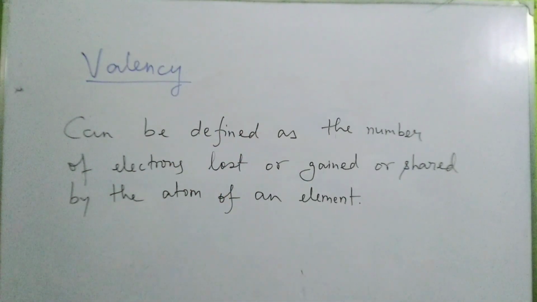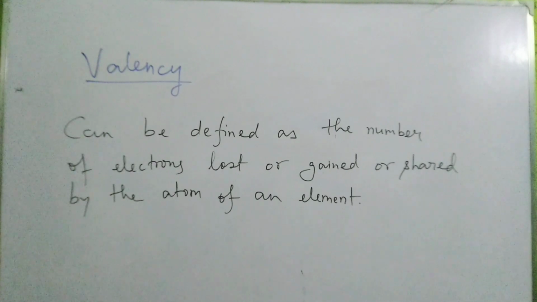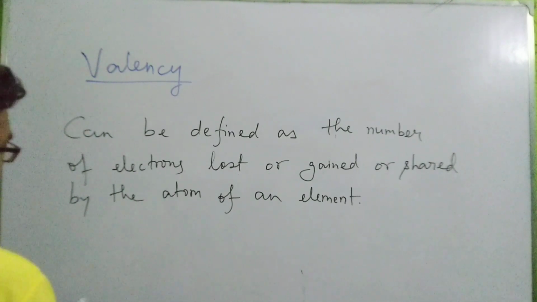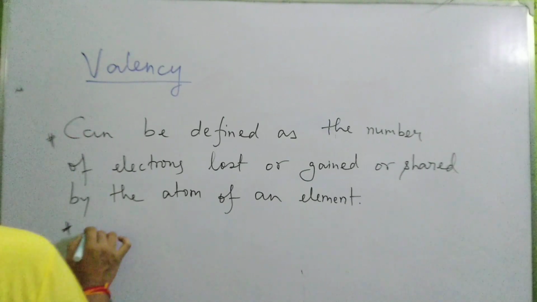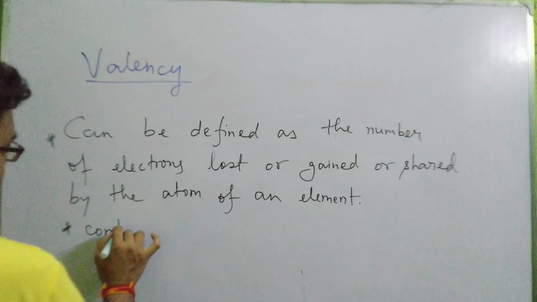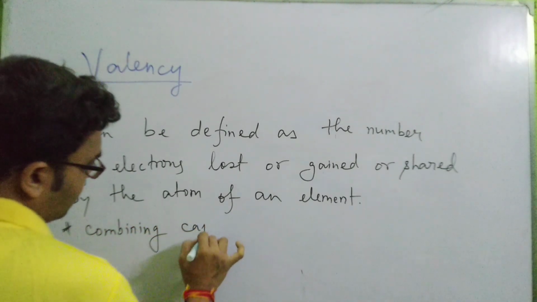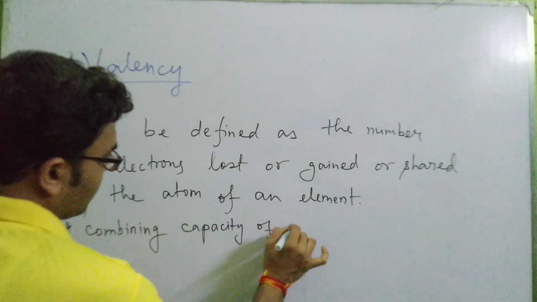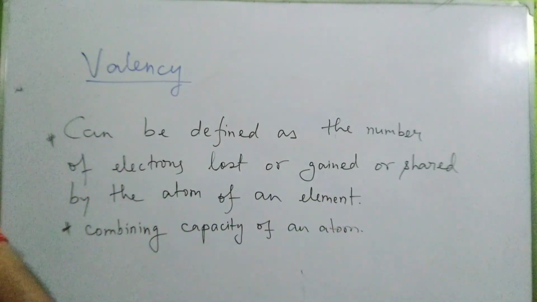Regarding valency, you can also say one thing: valency is the combining capacity. So you must also note this term. This is one aspect, and the other aspect is the combining capacity of an atom. How this is the combining capacity we will be discussing in later classes. Combining capacity of an atom, remember this term. Fine. So this is valency.